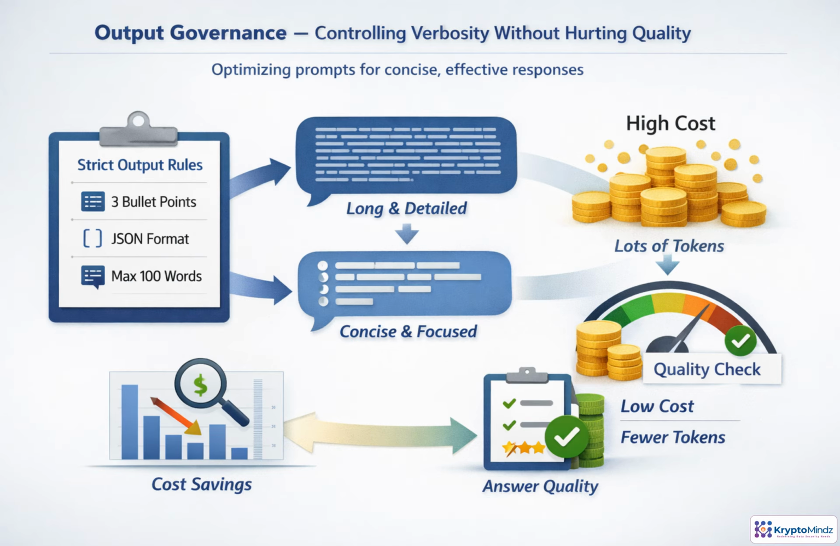Output governance gives the model a clear contract before it starts writing. A vague prompt invites long explanations and higher completion cost. A governed prompt defines what good looks like: 3 bullets, a JSON structure, or a 100-word cap. The point is not to make every answer as short as possible. Use examples of concise, high-quality responses, then measure both savings and usefulness. If quality drops, the contract is too tight. The goal is focused output, not starved output.